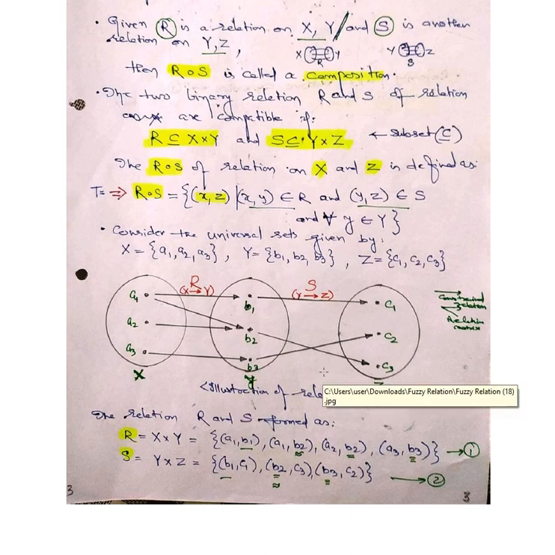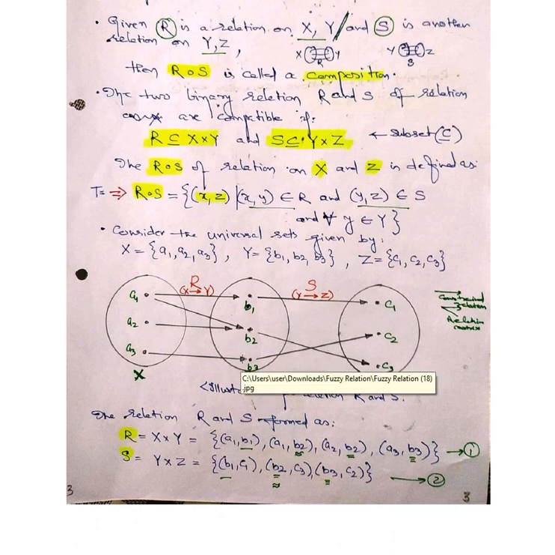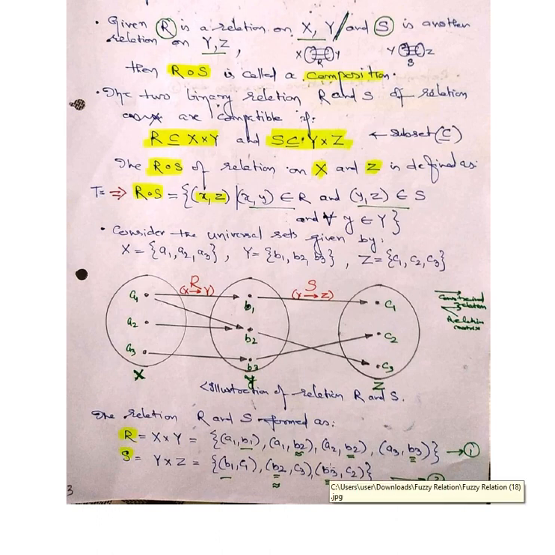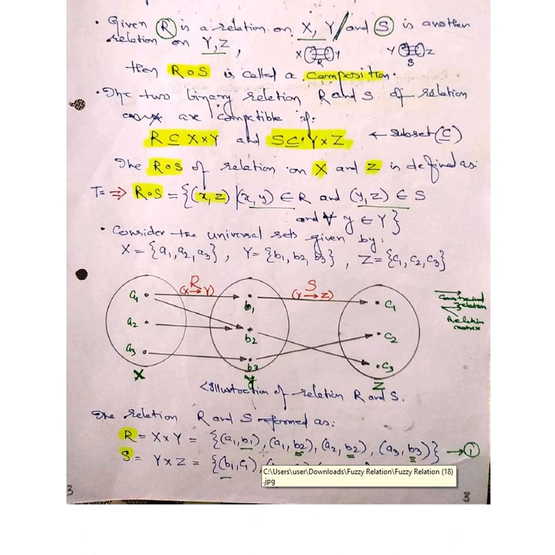graph, you have seen that a set of elements is being mapped, and R, X cross Y, is defined with respect to wherever the arrow is connecting the two points, like A1 B1, A1 B2, A2 B2, A3 B3. So you will be having 4 values here, whereas for S you will be finding 3 values, B1 C1, B2 C3 and B3 C2, those 3 values. So that is how you represent these relations.